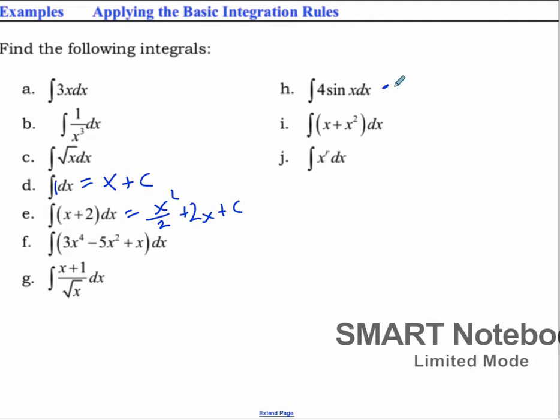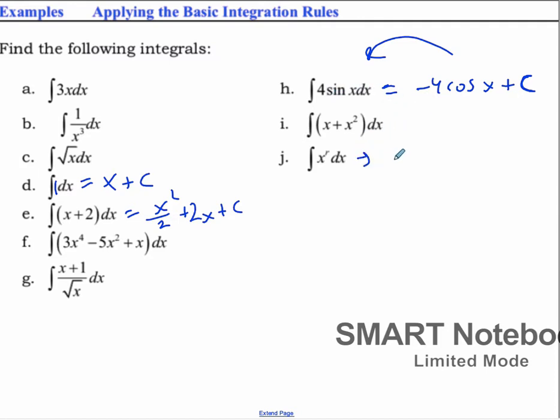Or, actually, let's go backwards and say the derivative of cosine is negative sine. So when I integrate sine, you're going to get negative cosine. So it's going to be negative 4 cosine x plus c. Right? So you can check by always finding the derivative. The derivative of cosine is negative sine, times negative 4 gives you positive 4 sine.